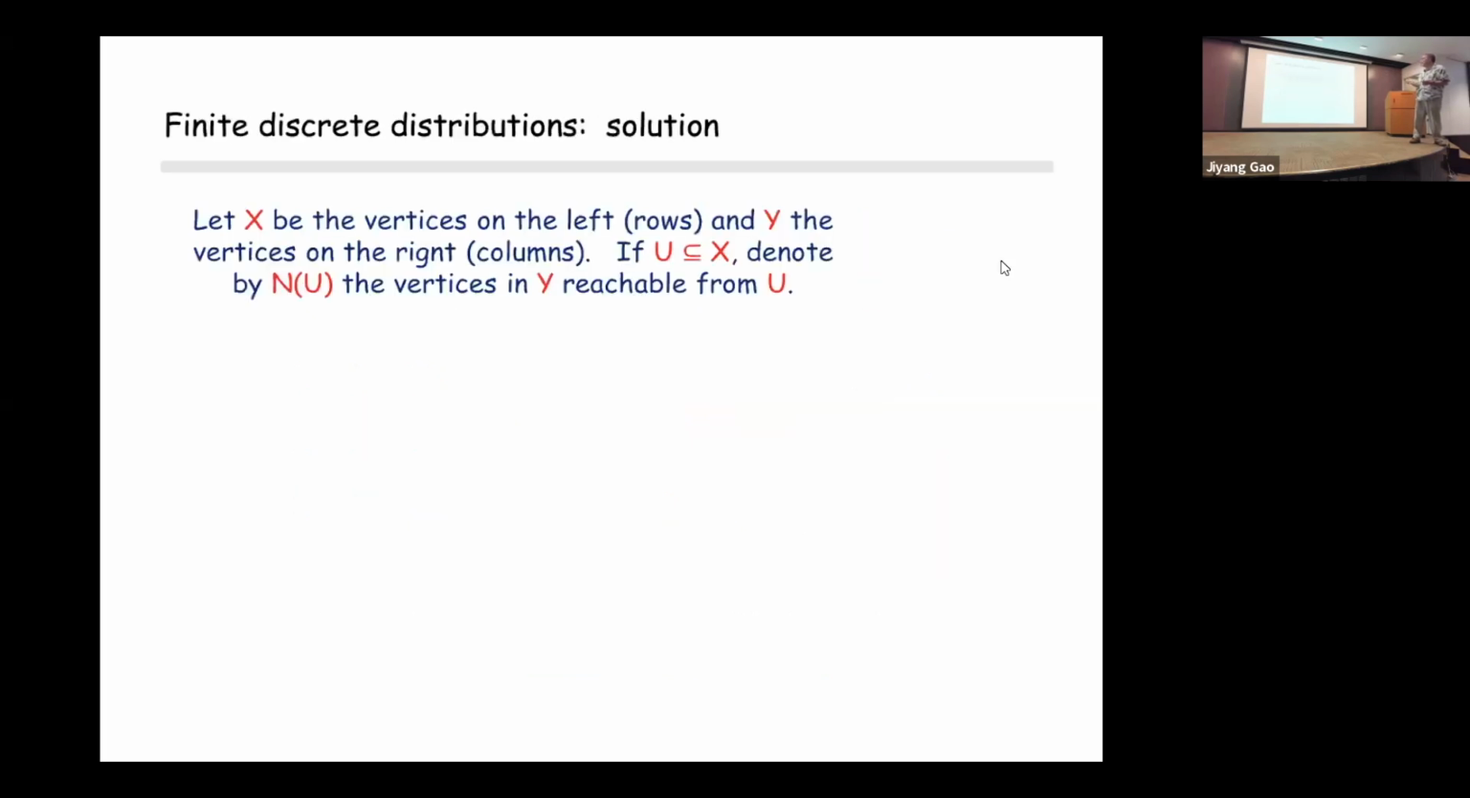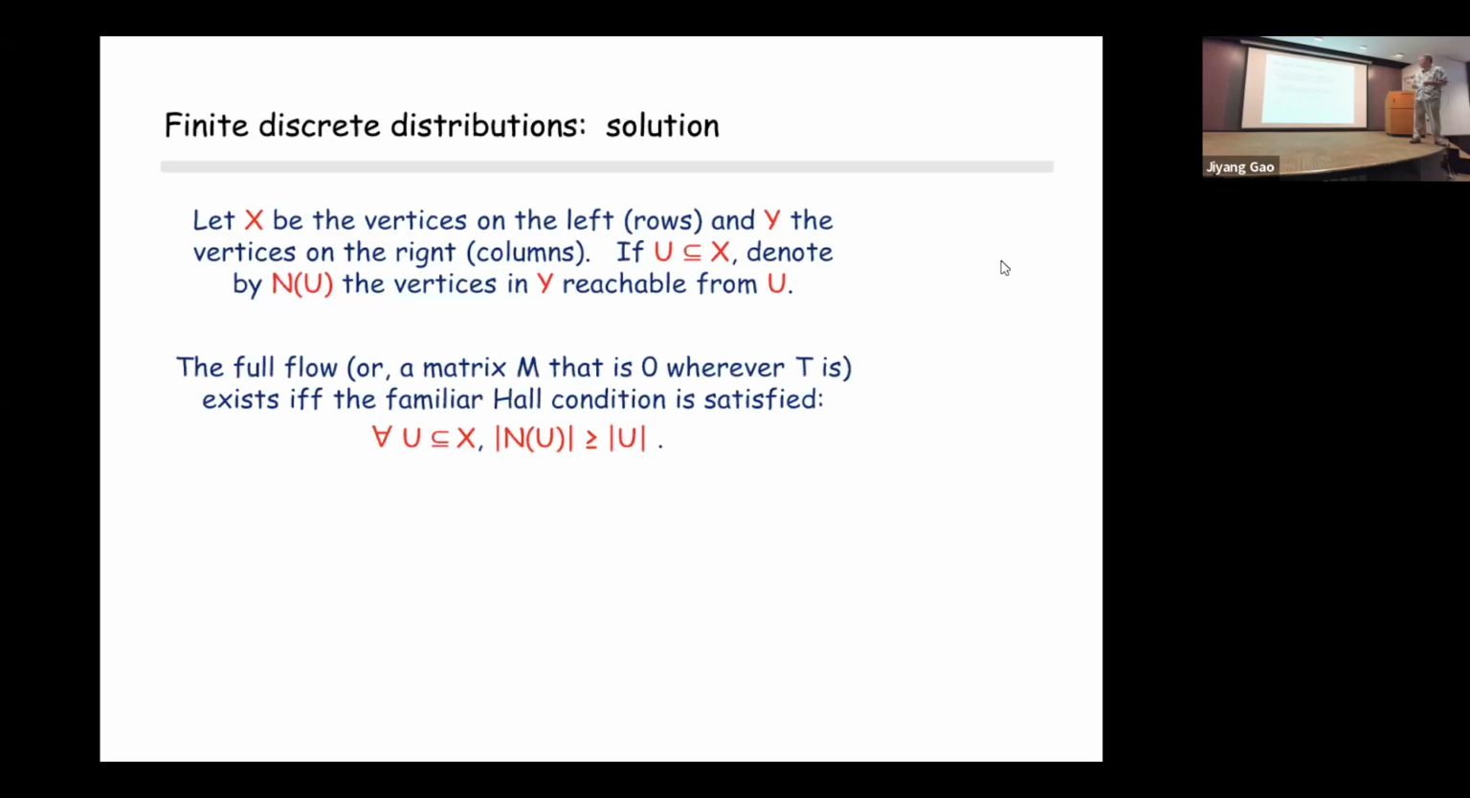Well, X is the vertices on the left, Y is the vertices on the right. And we'll just use graph notation: N of U is the neighborhood of U. We pick a bunch of vertices on the X side and look at their neighbors on the Y side, that's N of U. And we need this familiar Hall condition, which says that the weight of the neighborhood of a set is at least the weight of the set. Otherwise, we can't have it.